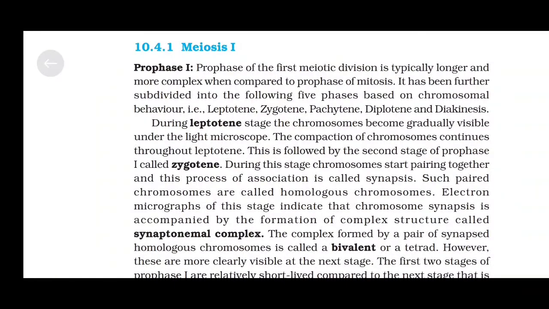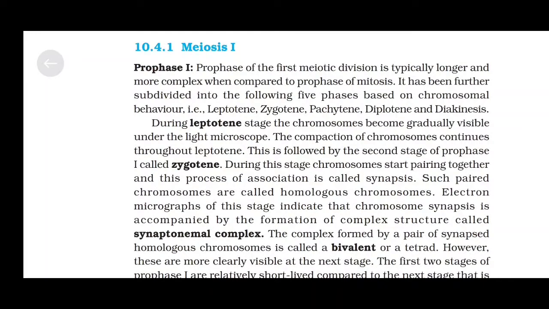Meiosis 1, prophase 1. Prophase of the first meiotic division is typically longer and more complex when compared to prophase of mitosis. It has been further subdivided into the following five phases based on chromosomal behavior, that is leptotene, zygotene, pachytene, diplotene and diakinesis. During the leptotene stage, the chromosomes become gradually visible under the light microscope. The compaction of chromosomes continues throughout the leptotene.